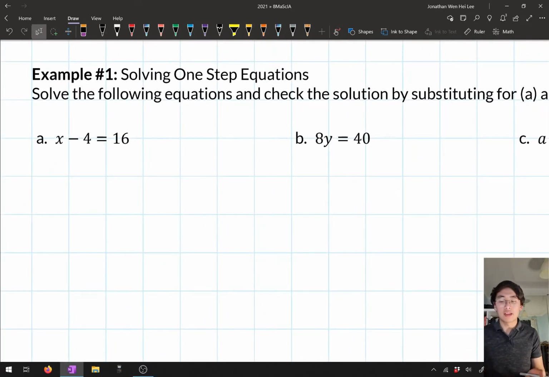Okay, first example, example A. X minus 4 is equal to 16. I'm just going to move my mic for a second. Okay, cool. X minus 4 is equal to 16. Well, let's start off and just write this equation.